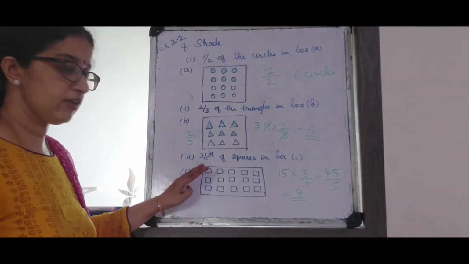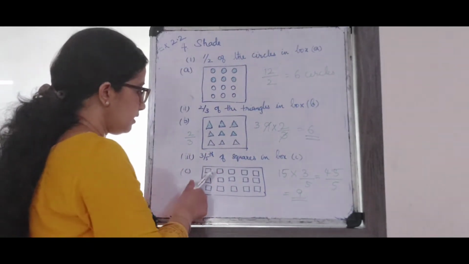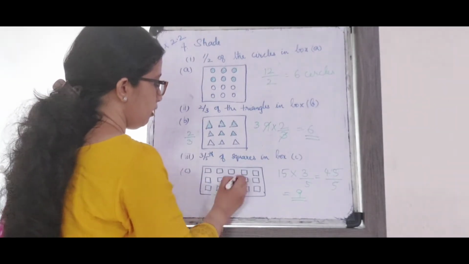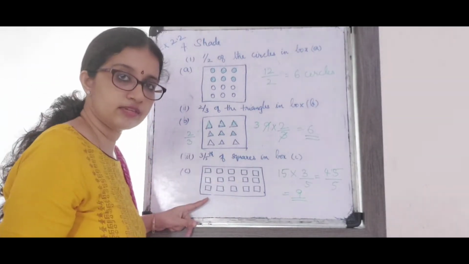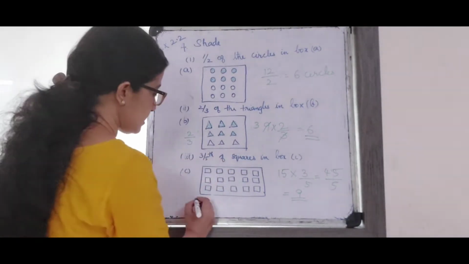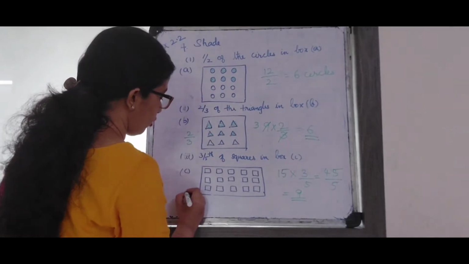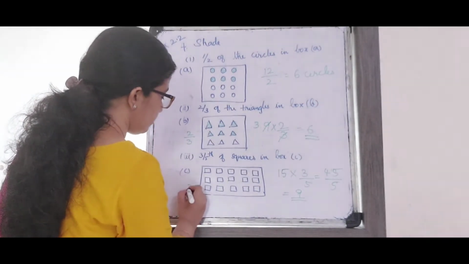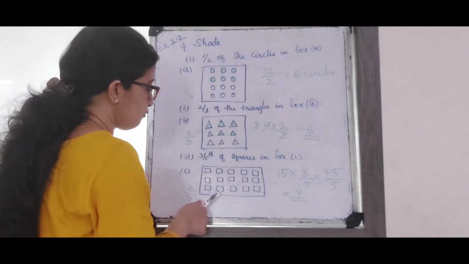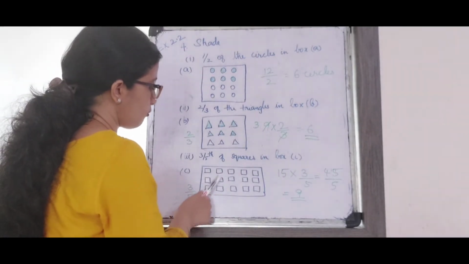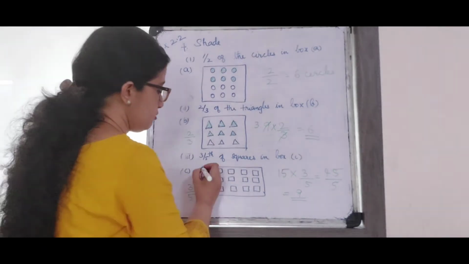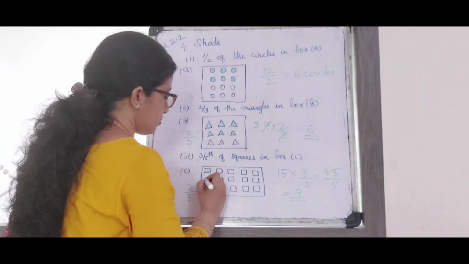Okay, so we can also see it like this. Just see how many columns are there. 1, 2, 3, 4, 5. 5 columns are there in this box, right? So if they are saying 3/5 of the squares, that means that out of 5 columns, we have to shade 3 columns. Okay, just see how many squares are there in the first 3 columns. 1, 2, 3, 4, 5, 6, 7, 8, 9. Which is the answer which we got, 9 here. So shade the first 3 columns.